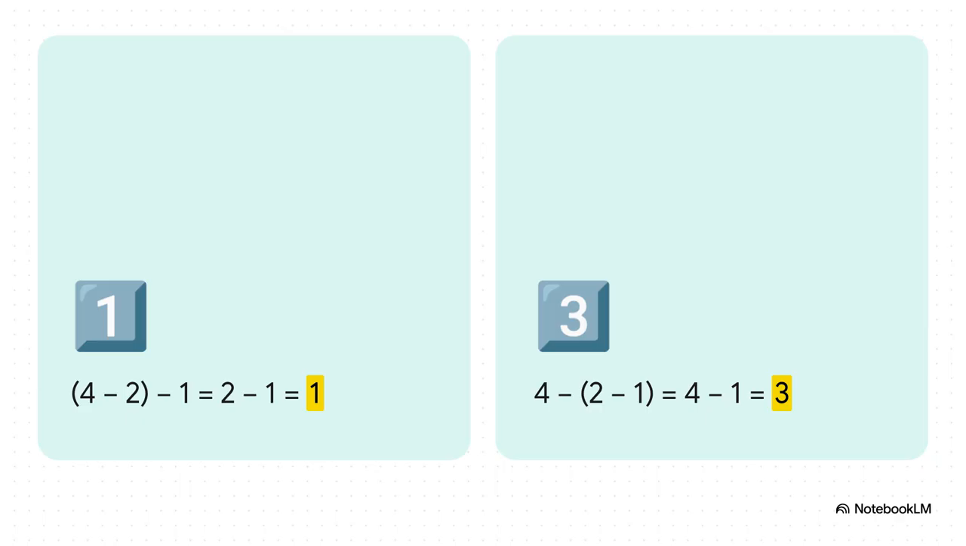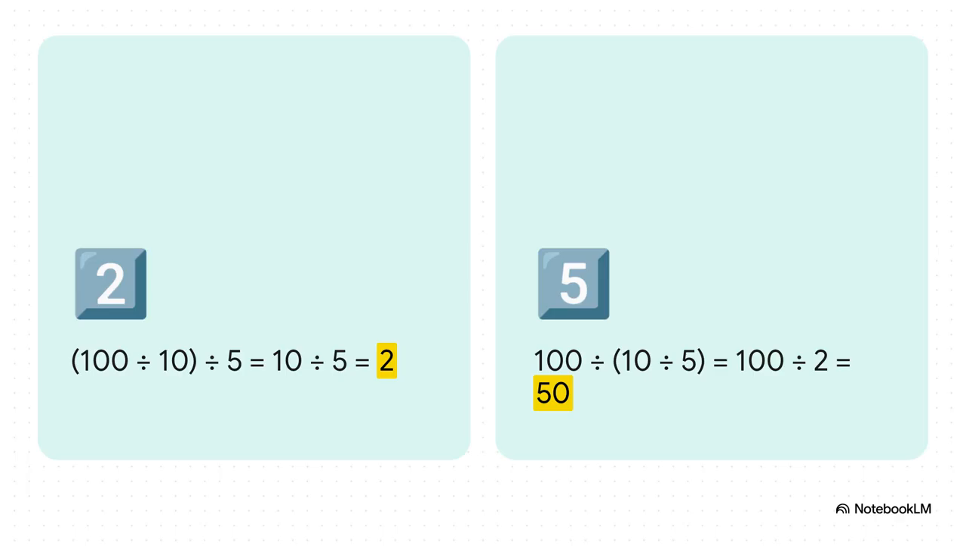Look, if you do 4 minus 2 first, you get 2. Then 2 minus 1 is 1. Simple enough. But what if you group the 2 minus 1 first? That's 1. And 4 minus 1 is 3. And last I checked, 1 and 3 are not the same number. So subtraction is not associative. Big red X. Division fails the test too, in an even more spectacular fashion.